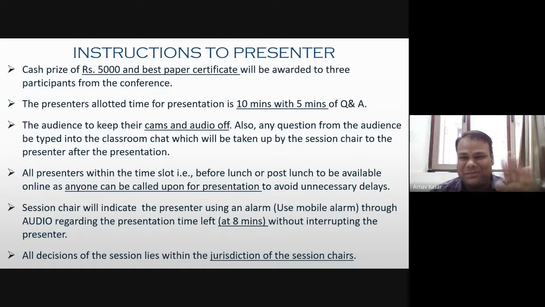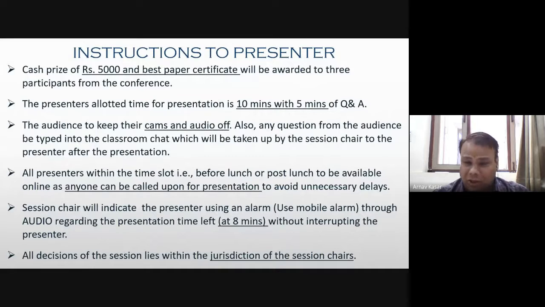Also, there are certain instructions which are shared with you on the screen, as you can see as of now. We have a cash prize of ₹5,000 and a best paper certificate, which are to be awarded to three research works among the 98 publications that we have received.